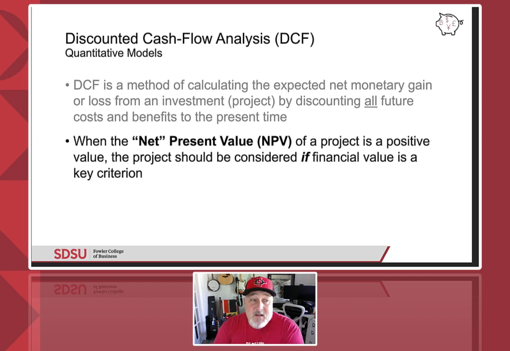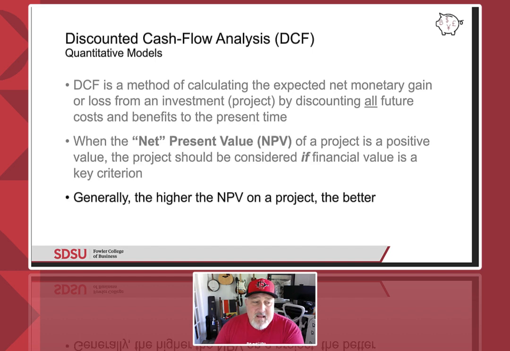So these two terms are used. Sometimes people use them interchangeably, but discounted cash flow is the analysis part, and then net present value is the result of that. All right. Generally, the higher the net present value on a project, the more appetizing it is. And we would look at all projects, and the things with the highest net present value tend to have the priority.